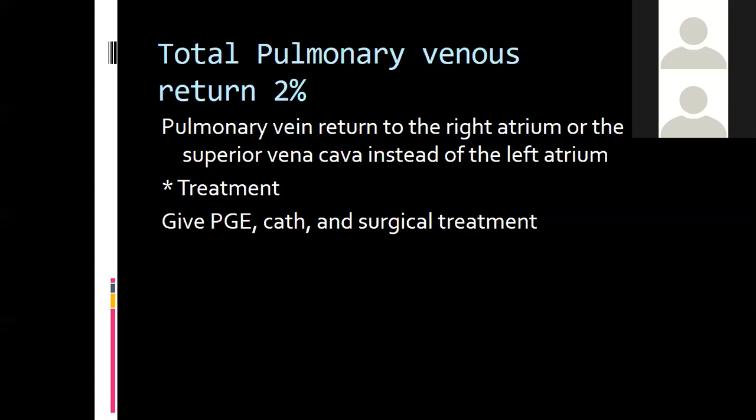Now for treatment, they can give catheterization and also other surgical intervention in case of total pulmonary venous return.